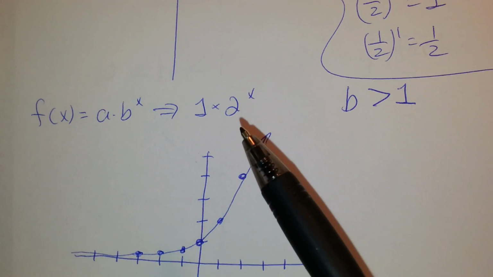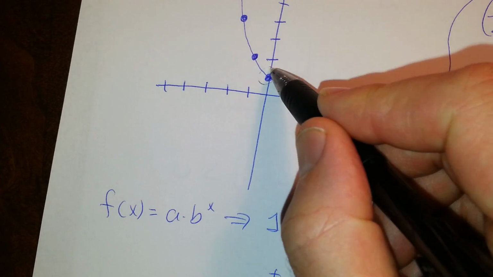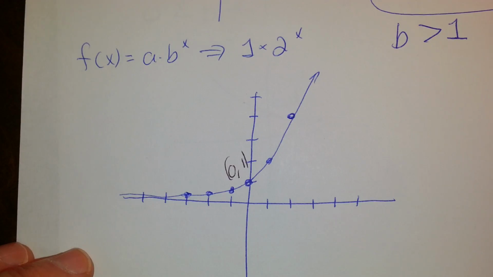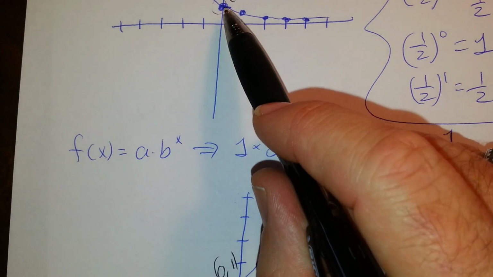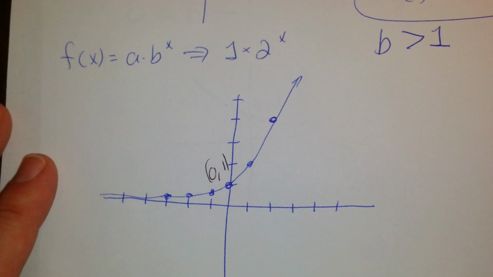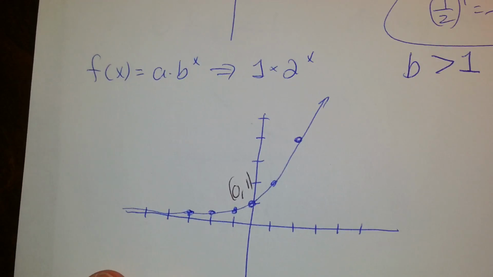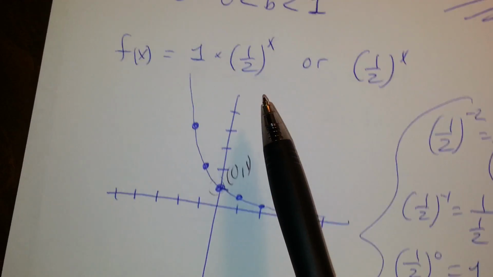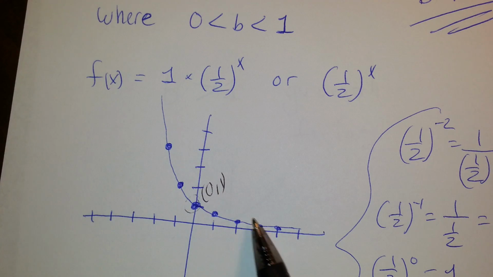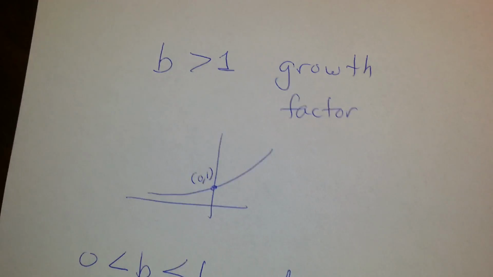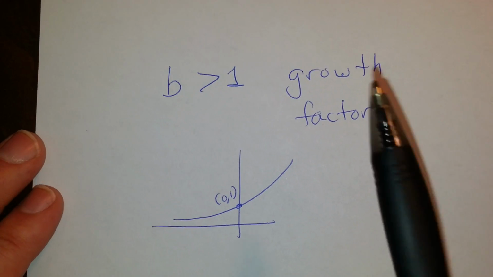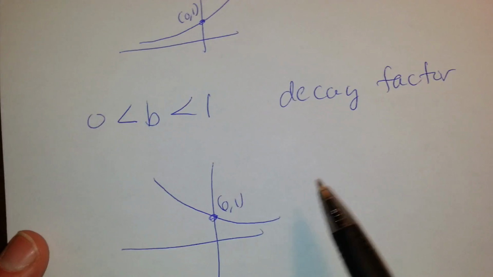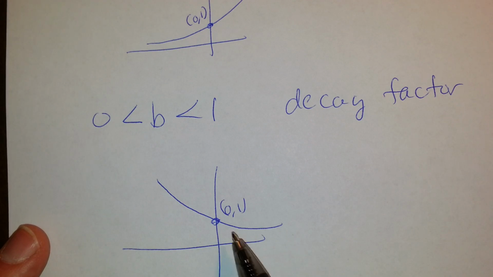One thing that every exponential graph has in common is this point, (0, 1), because anything to the 0 power is 1. And this is before we do any vertical shifts. So here's your basic exponential function with your base greater than 1. Here's the shape of the graph when your base is a fraction. When b is greater than 1, it's considered a growth factor because things are growing. When b is a fraction, it's a decay factor. Things are decaying and getting smaller.